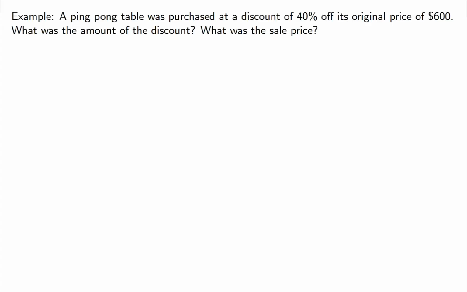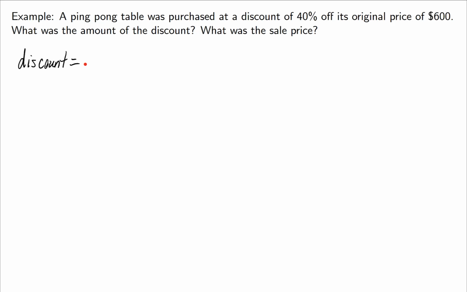Let's do an example. A ping pong table was purchased at a discount of 40% off its original price of $600. What was the amount of the discount, and what was the sale price? Remember that the discount is the amount of money that's being taken off the original price. And to find that, we simply need to do the original price times the percent discount. So that's easy enough to do.